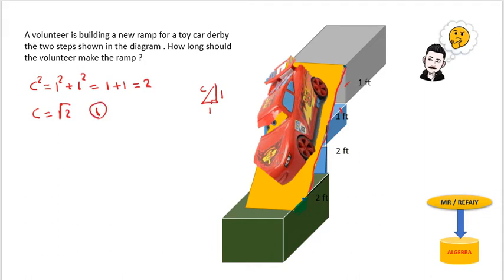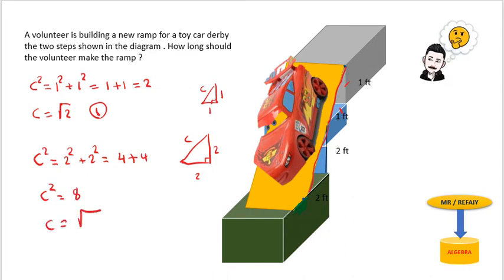Okay, the second one is also a right angle triangle, and you also need to get the length of this hypotenuse. In this second triangle, this is 2 and this is 2, and we also need C. So C to the power 2 equals 2 to the power 2 plus 2 to the power 2, which equals 4 plus 4. So C to the power 2 equals 8, so C equals root 8, which is root 4 times 2, so it's equal to 2 root 2. This is number 2.